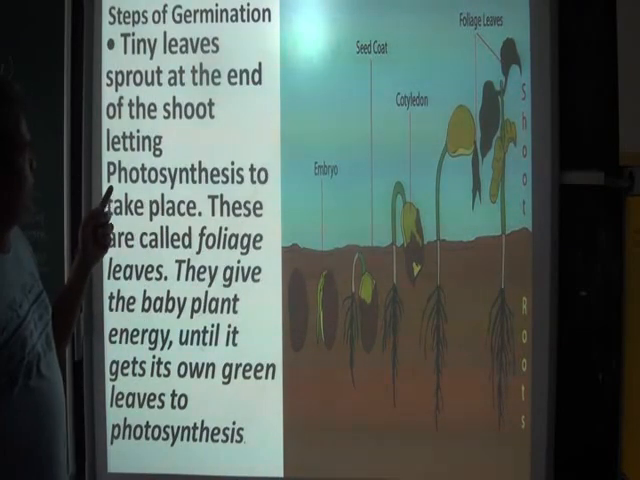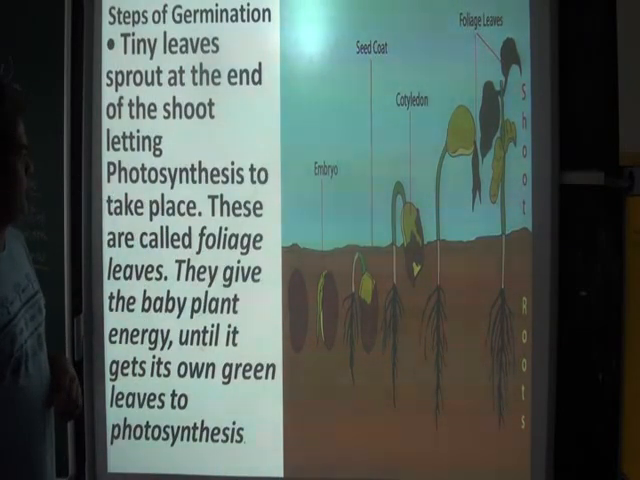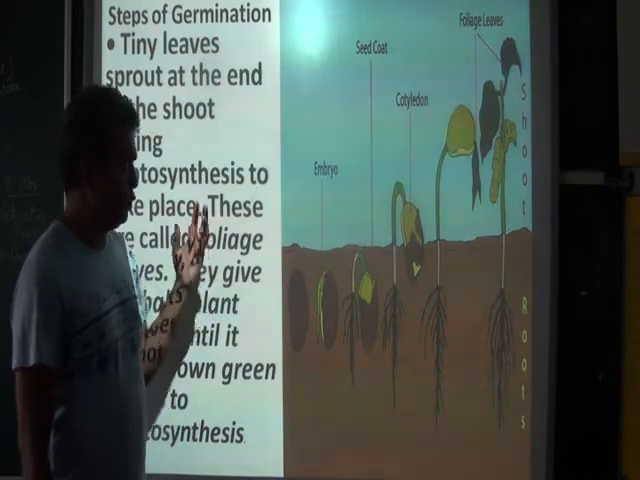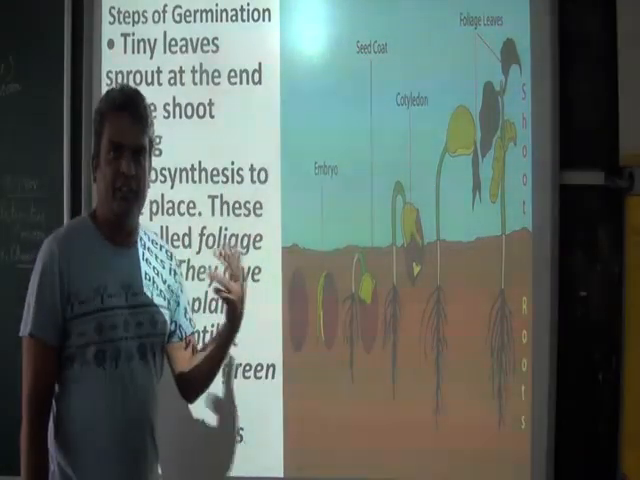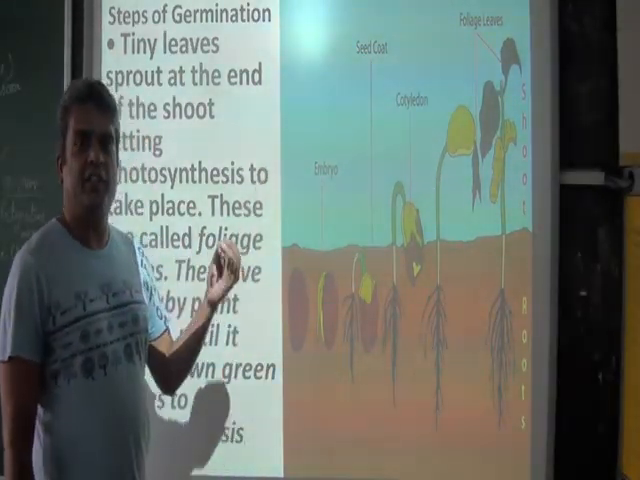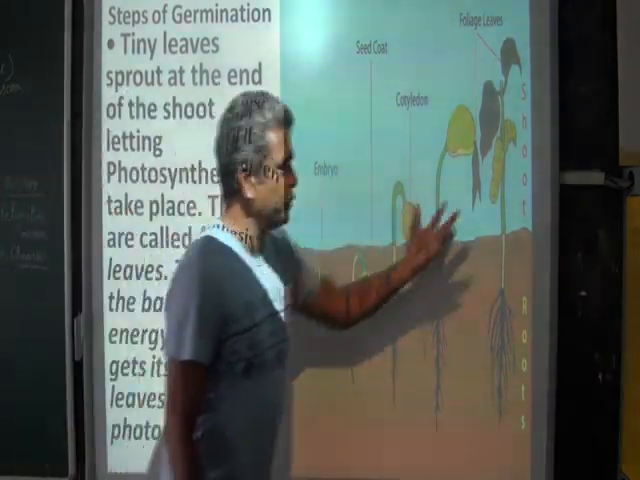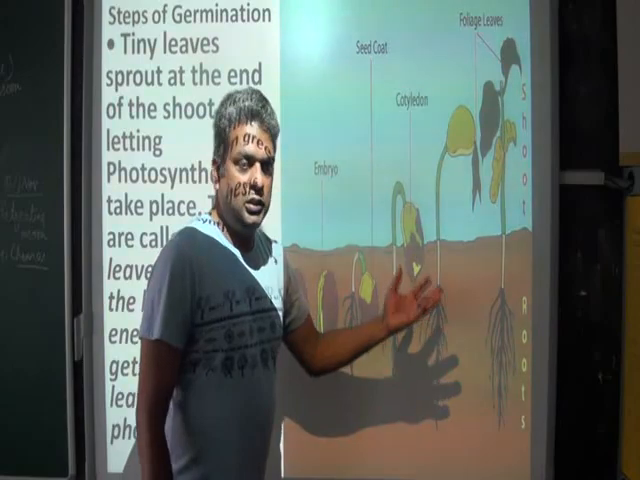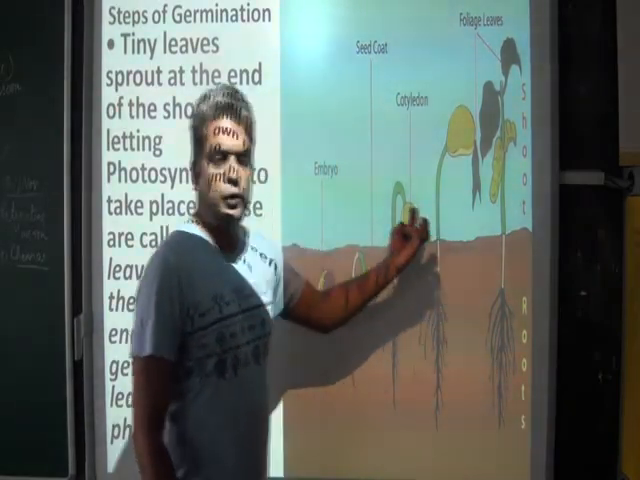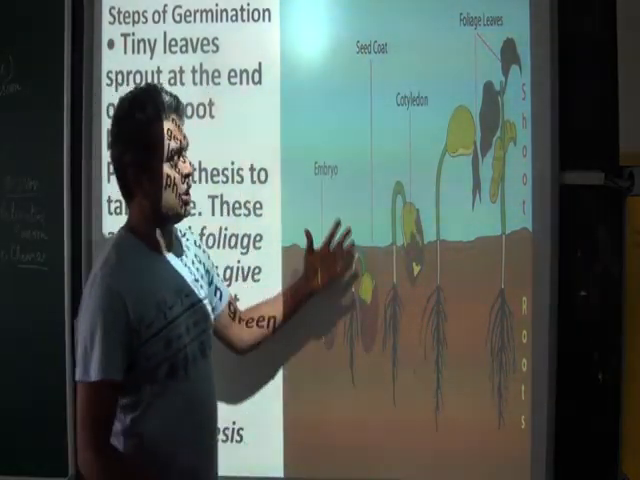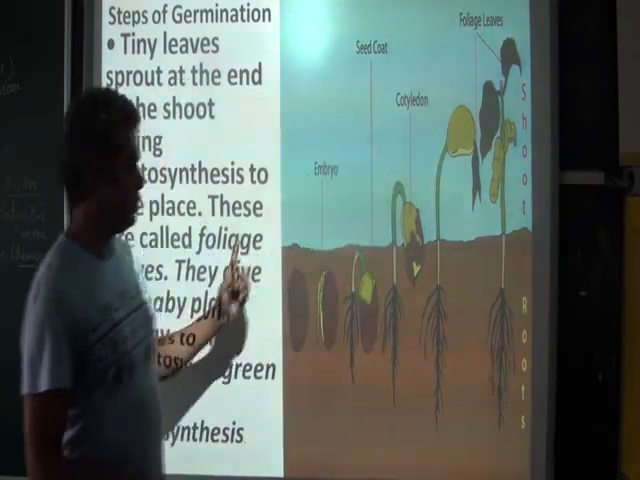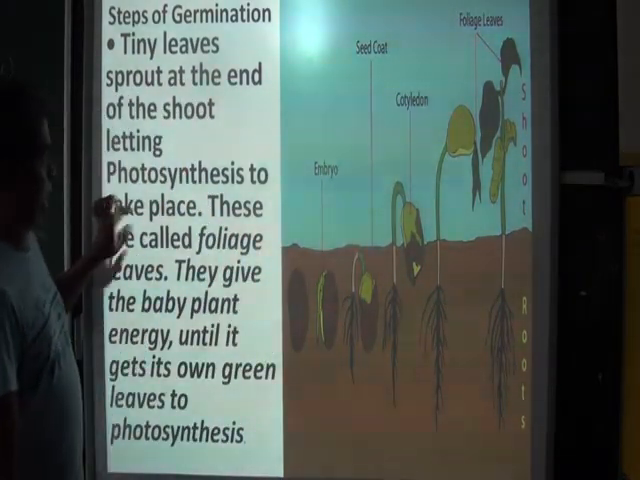Tiny leaves sprout out at the end of the shoot, letting photosynthesis take place. Now photosynthesis you will understand later in the next chapter. That means it needs sunlight to make its own food. That is the time the plant has used all the food from the cotyledons, and it falls off. Now it will start making its own food. So that is called photosynthesis.